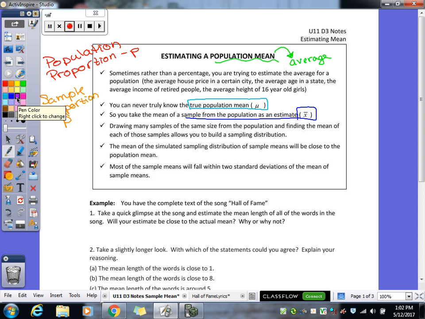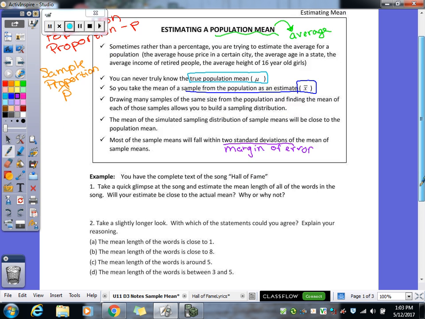And then the mean of the simulated sampling distribution will be close to the true population mean. Most sample means will fall within 2 standard deviations of the mean, which we've talked about before. 2 standard deviations of the mean is our what? Margin of error. So this is all the same stuff, but instead of finding the proportion, you're just finding your average.